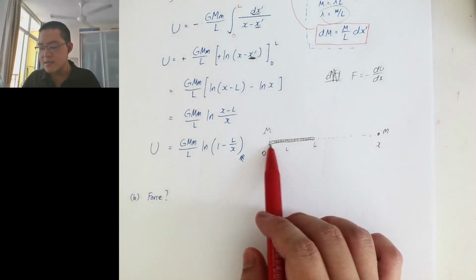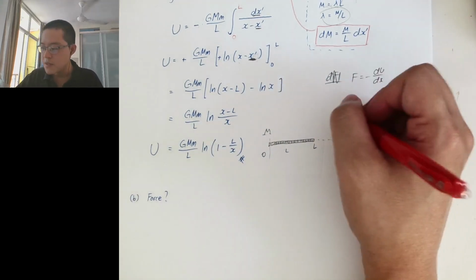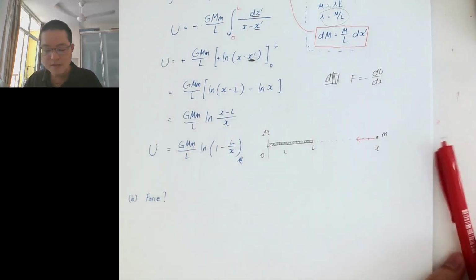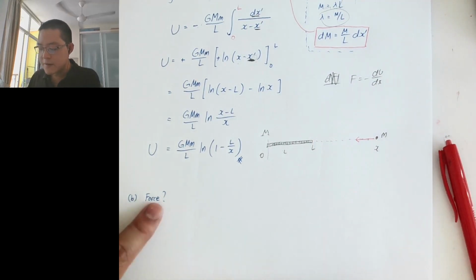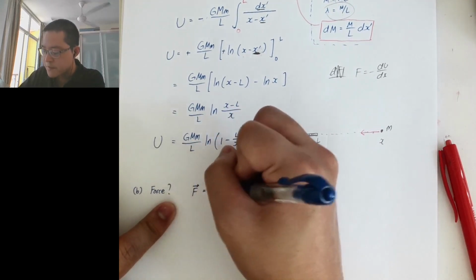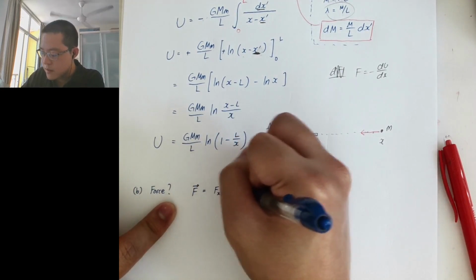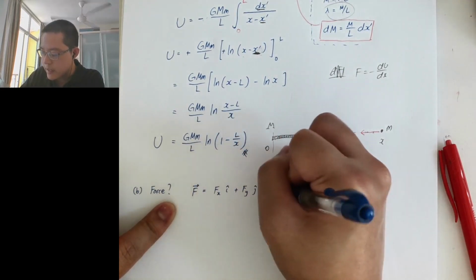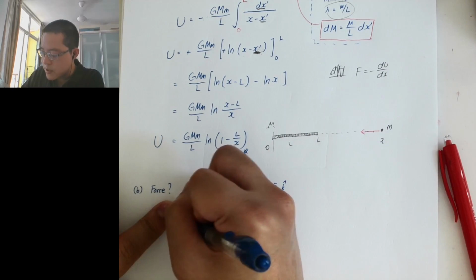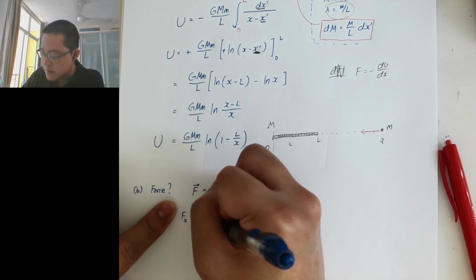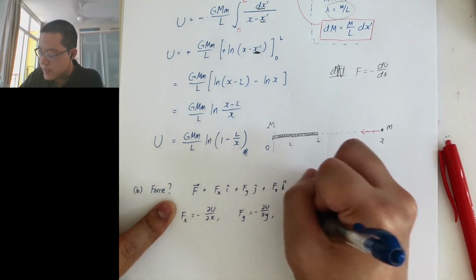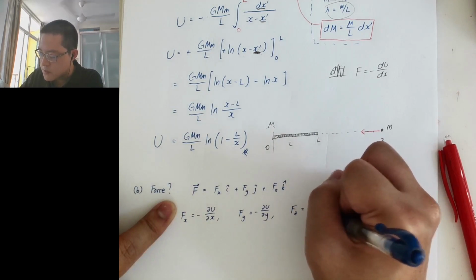As you can see, this is a rod and it has no y direction, so it is symmetrical about the y direction. There's only the x component of the force. If you recall, force should be a vector. It has an x component, a y component, and a z component. The x component of the force is negative, differentiating with respect to x, the y component is differentiating with respect to y, and the z component is differentiating with respect to z.